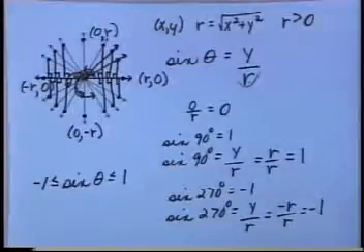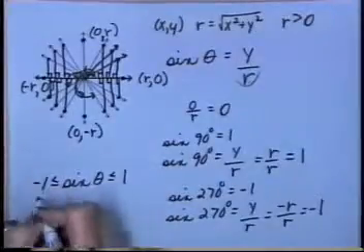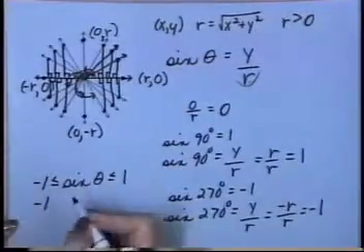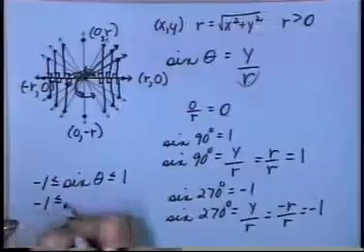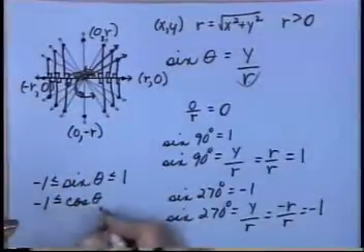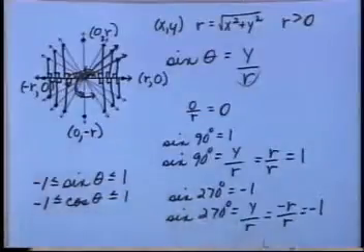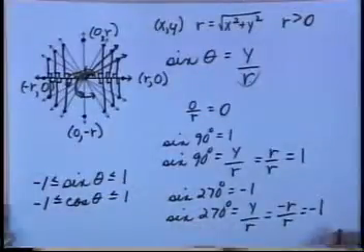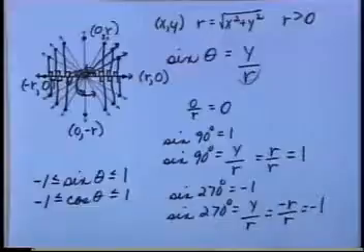Now I could go through this same discussion for the cosine of theta comparing the x's to the r's, but you would find the very same relationship. You would find that negative 1 is less than or equal to the cosine of theta, and the cosine of theta is less than or equal to 1. Now the next thing I'd like to discuss would be the reciprocal relationships.